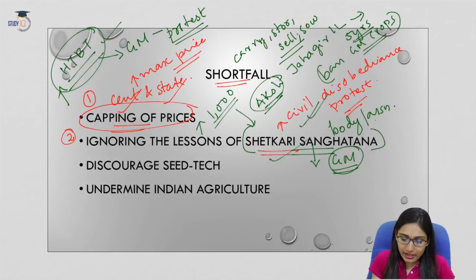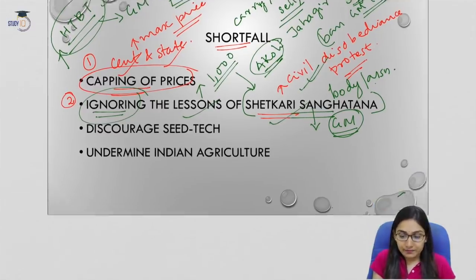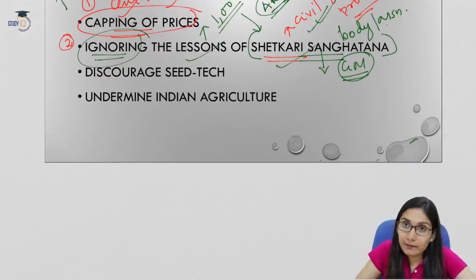So this is all about the Shetkari Sanghatana. This is a farmers association and they protested against the ban on GM crops, genetically modified crops. Now let us come back to our topic. So the shortfall is that the government has now ignored the lessons of Shetkari Sanghatana. So we need to understand what were the lessons taught by the Shetkari Sanghatana, and we will come back to it.